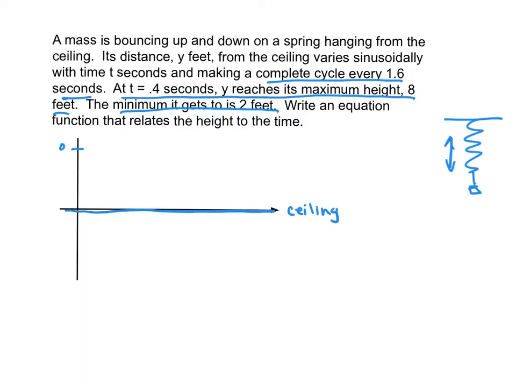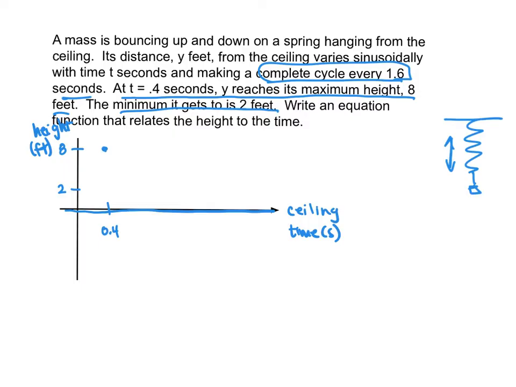So the maximum distance we know is 8. We know the minimum distance is 2. That's coming right from the information. We also know it completes one cycle every 1.6 seconds. So this is our time here in terms of seconds, and this is going to be our height right here in terms of feet. Okay, so it says at 0.4 seconds, y reaches its maximum height. So as high as we get right here happens at 0.4 seconds.